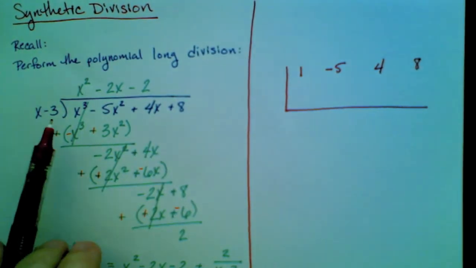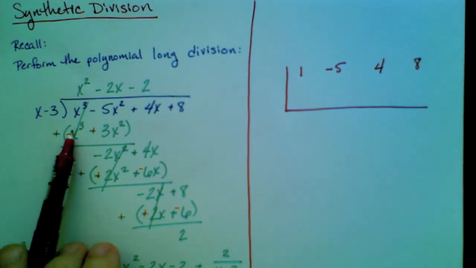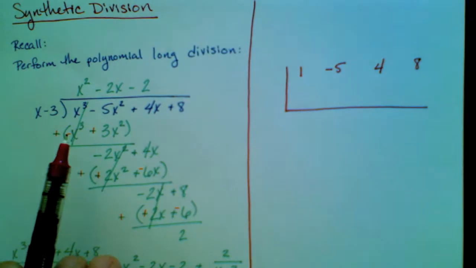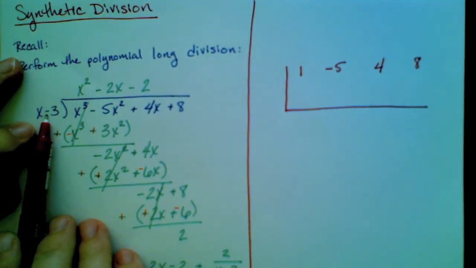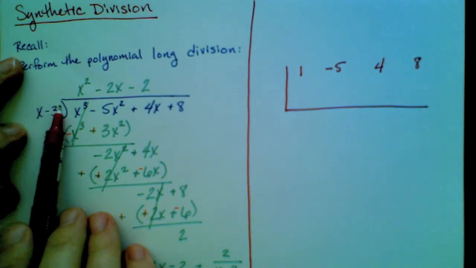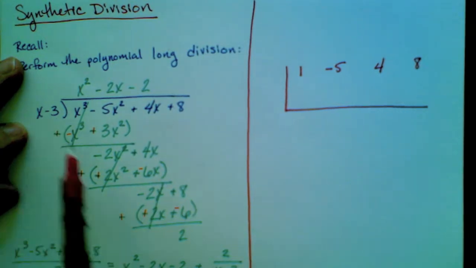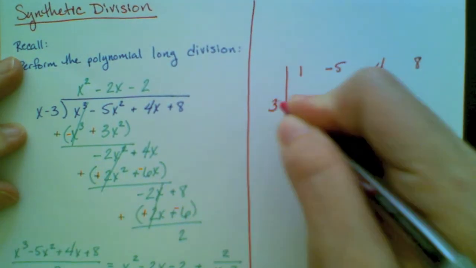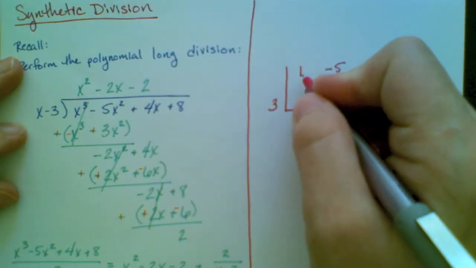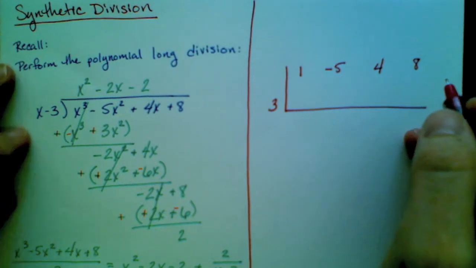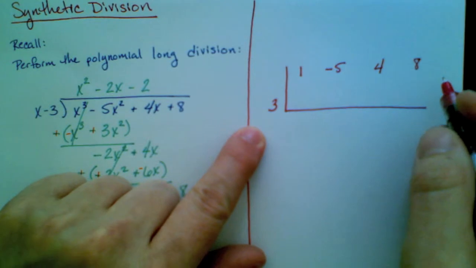And now notice how each time I subtracted and then distributed the negative, what we're going to do is sort of pre-distribute our negative, and we're going to take the opposite of this minus 3. So this was x minus 3, so I'm going to write a positive 3 right there. So now my synthetic division, I'm not going to write down very much, but that's what makes it a shortcut.